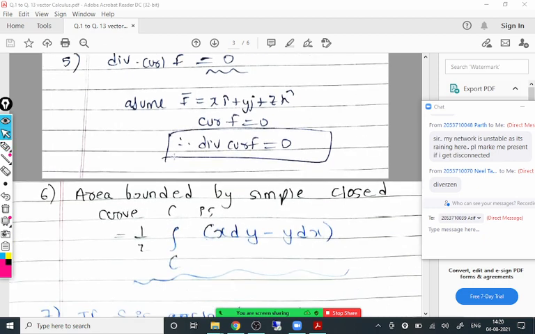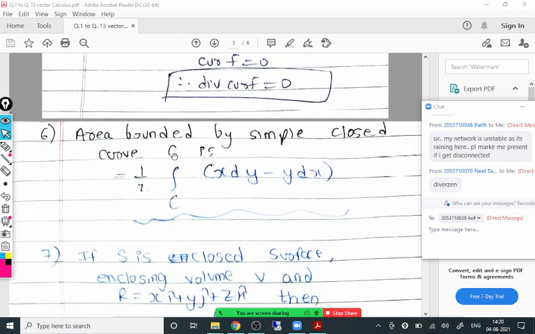So fifth is that one. Sixth, the area bounded by the simple closed curve C is given by 1 by 2 x dy minus y dx, correct. So this is 1 by 2 line integral of x dy minus y dx. This is one more formula that we can use to find the area bounded by the closed curve.